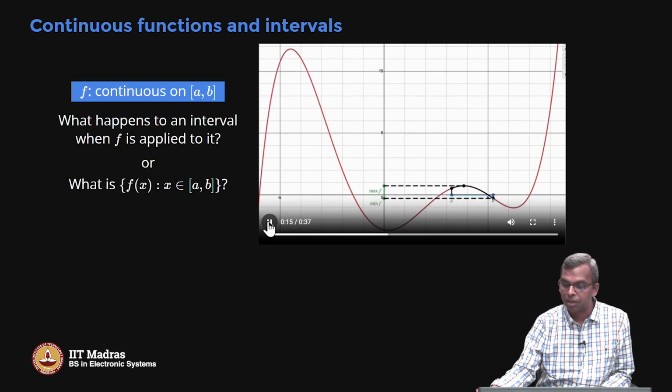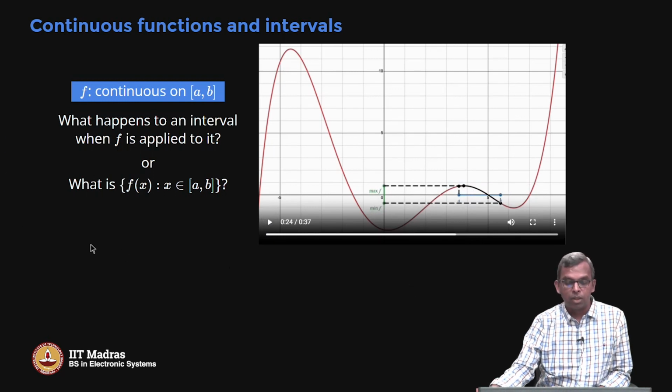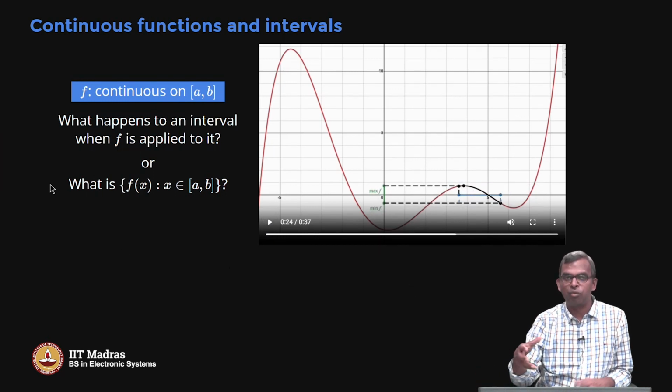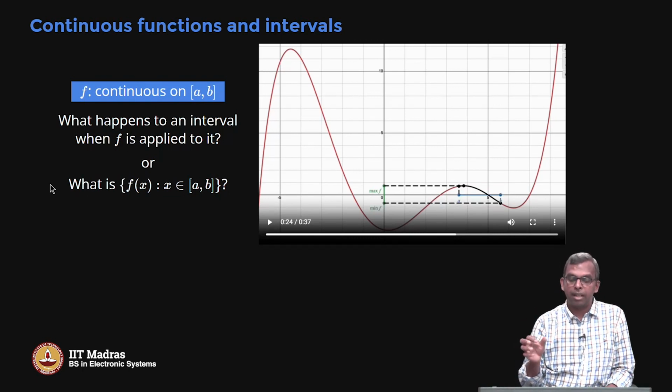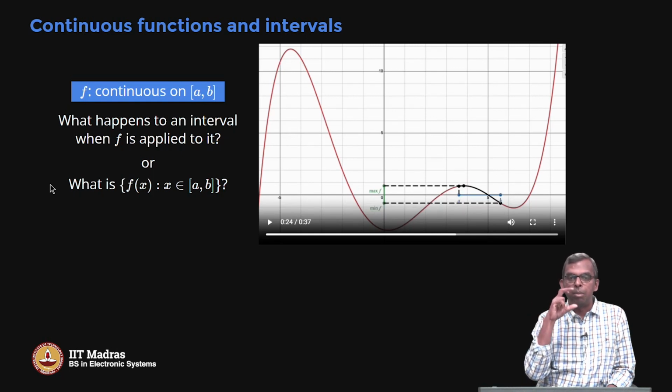So notice here, let me just play the video out for you. It's an interesting little animation to look at. So that's it. After that, it just traces back. You can see what it is. Okay. So visually, I hope you're able to convince yourself that a continuous function will take an interval AB to another interval between min of f in that interval and max of f in that interval.